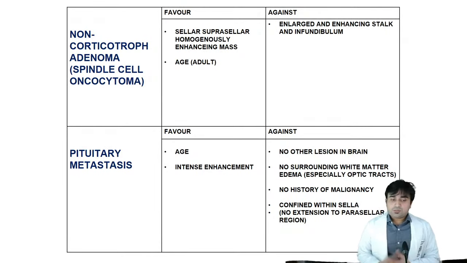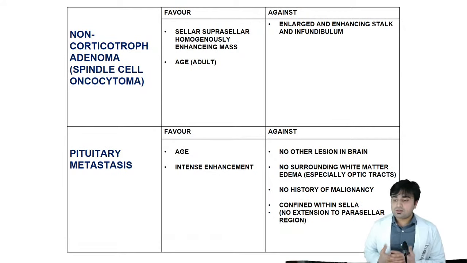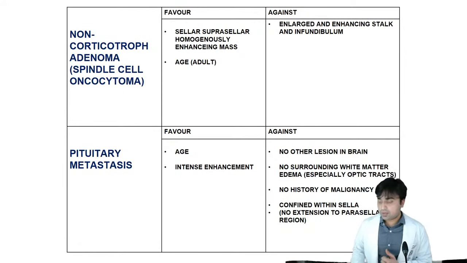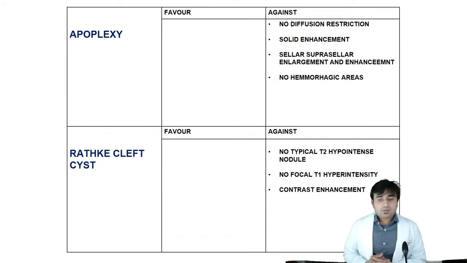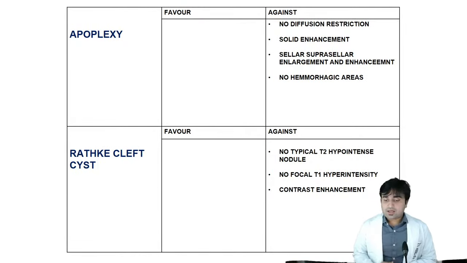At this age, another possibility could have been that of a metastasis, mainly because of the age and the intense enhancement, but absence of other lesions and no primary history of malignancy stood against this possibility. The unlikely possibilities, and to complete the list, were that of an apoplexy and a Rathke's cleft cyst.